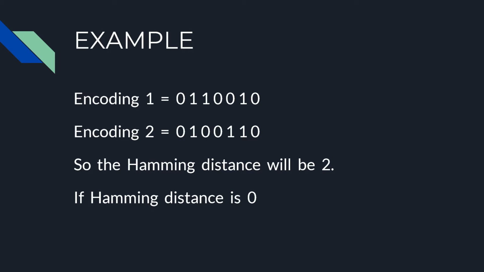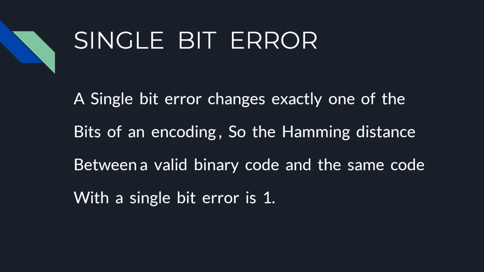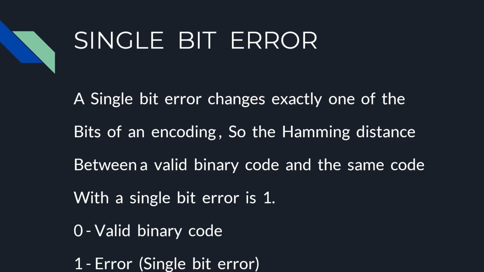Now, how is Hamming distance helping us? Why did we look at Hamming distance now? A single bit error changes exactly one of the bits of an encoding. So the Hamming distance between a valid binary code and the same code with a single bit error is 1. So 0 is a valid binary code, 1 is an error, a single bit error. So the Hamming distance is 1.